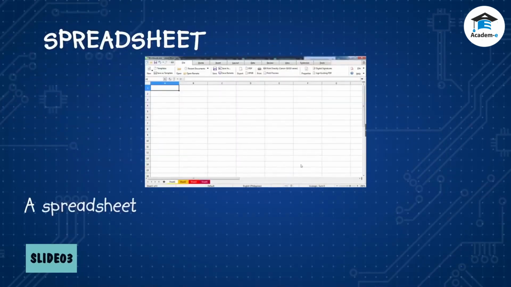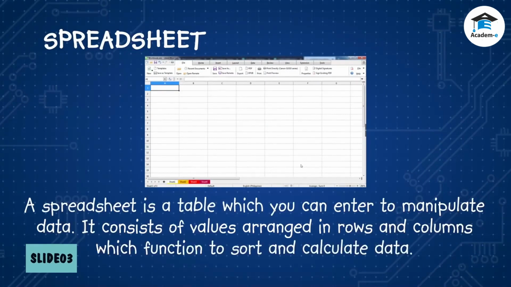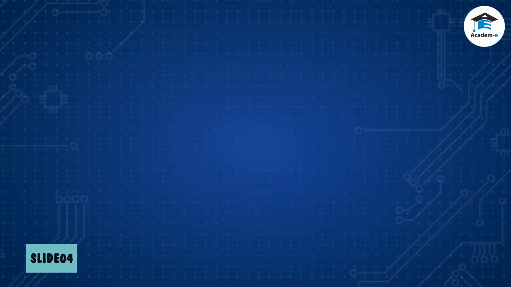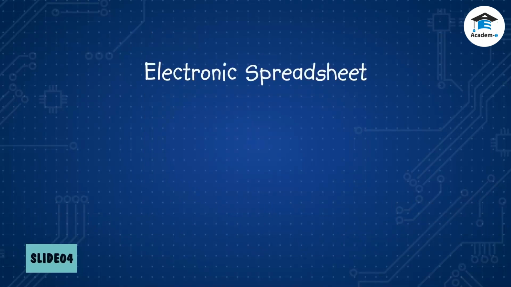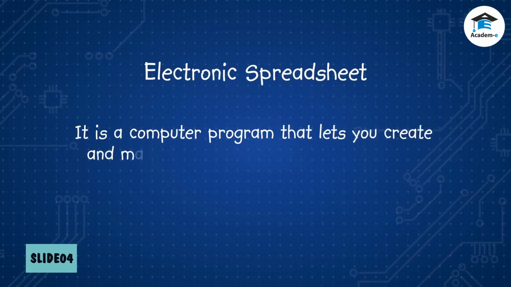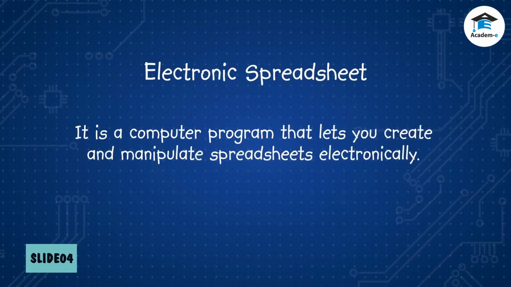Spreadsheet. A spreadsheet is a table which you can enter to manipulate data. It consists of values arranged in rows and columns which function to sort and calculate data. Electronic spreadsheet. It is a computer program that lets you create and manipulate spreadsheets electronically.